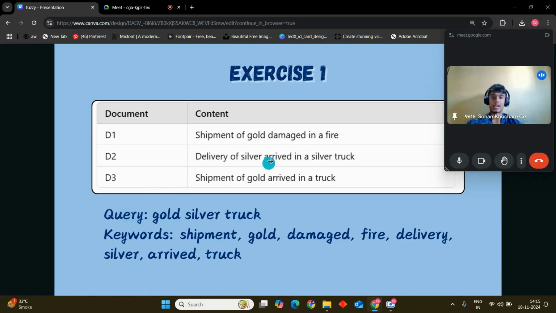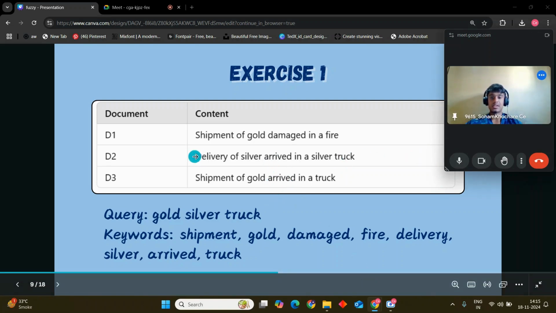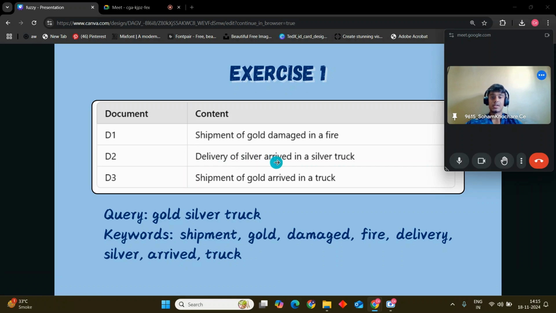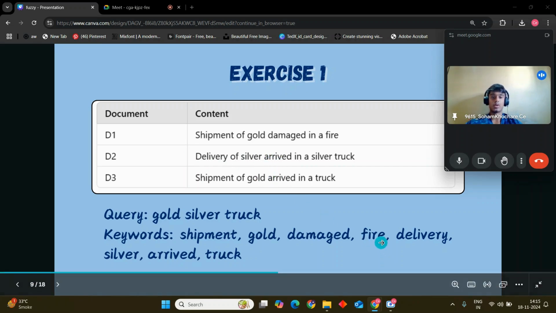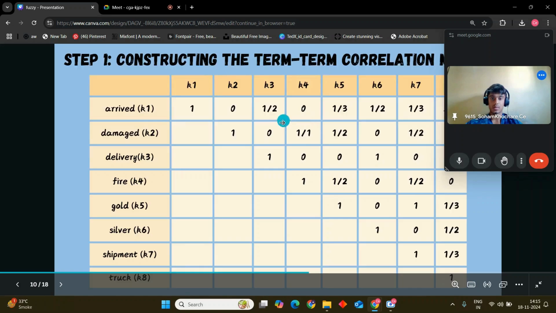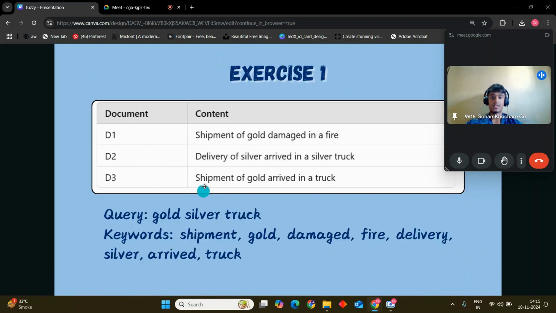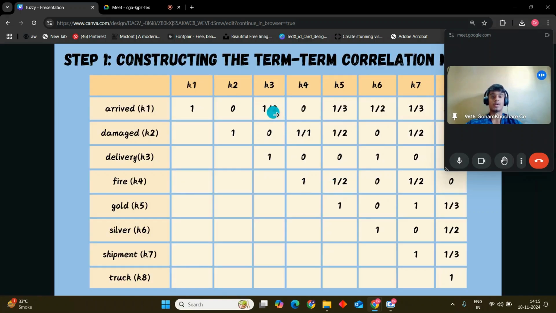So as you can see, arrived is in two places, it is in documents 1 and 2, and K3, which is delivery, is also in D2, which is document 2. So as you can see, there are two instances of delivery and arrived. So in the denominator we get 2, and arrived and delivery occur together only once. So in the numerator we have 1.